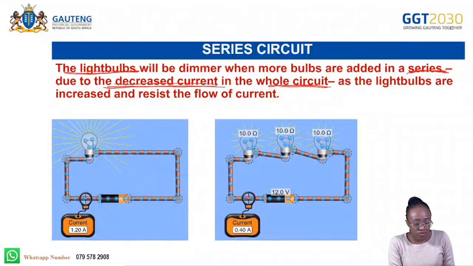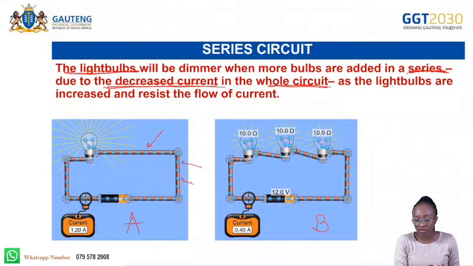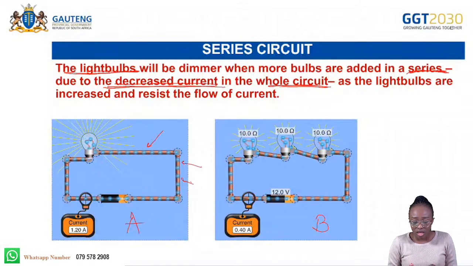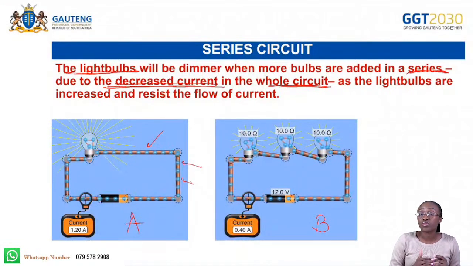Let's focus on these blue circles, the flow of current. Do you see the pace in A and the pace in B is quite different? The pace in the two is different. In A, it's a much faster pace because there's less resistance. In B, it's a much slower pace because there's more resistance.